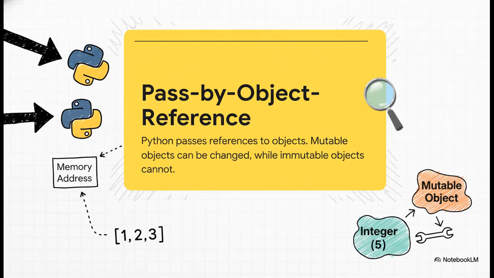So, what on earth is going on here? Why the different behavior? It's because of something called pass-by-object reference. See, when you pass a variable to a function, you're not giving it a copy of the object, you're giving it a reference. It's like giving it the address to where that object lives in memory. For a mutable object like a list, both variables end up pointing to the exact same list. So any changes made inside the function affect the one and only original. Python does this for efficiency, so it doesn't have to copy a potentially massive list every time you use it.